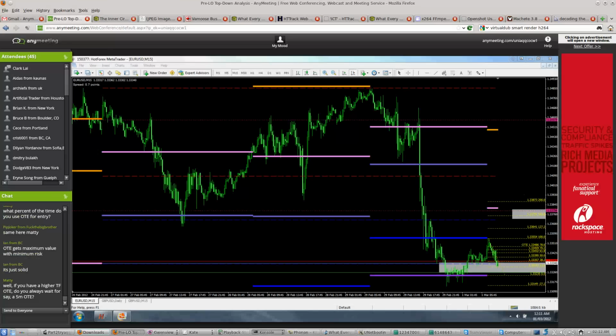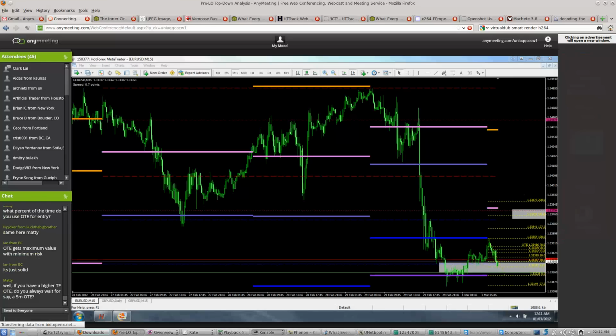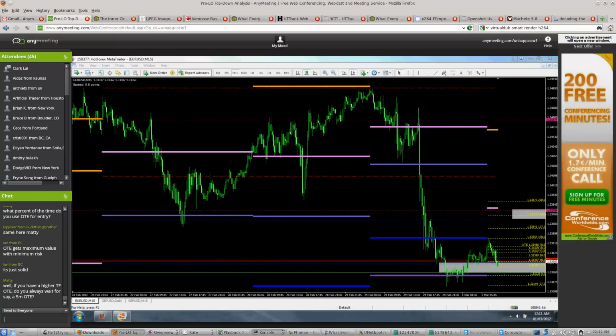If there's a confluence of a smaller time frame OTE within a higher time frame OTE, then I will take that as well. It's just added confluence, but I won't take the OTE from the higher time frame because your stop is going to be very small relative to the swing.